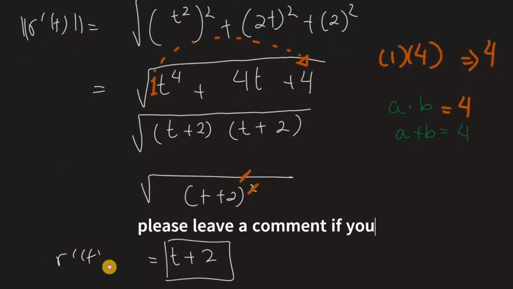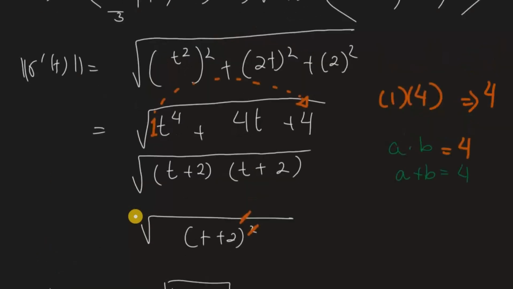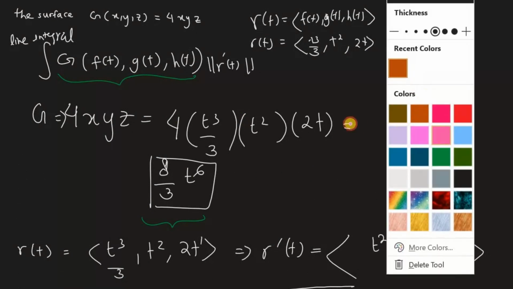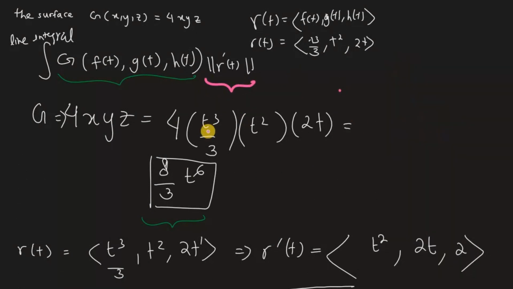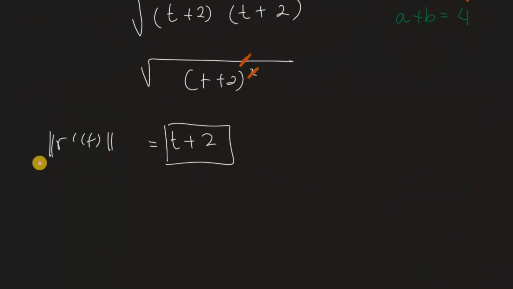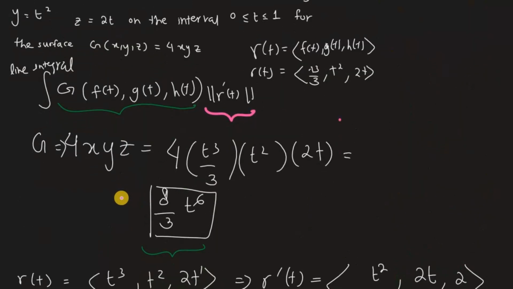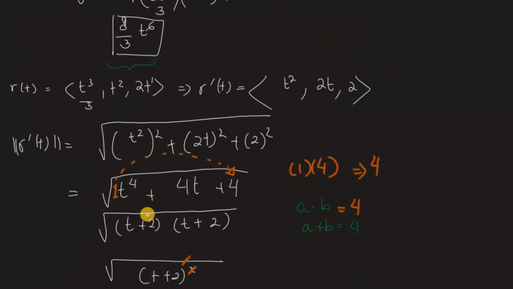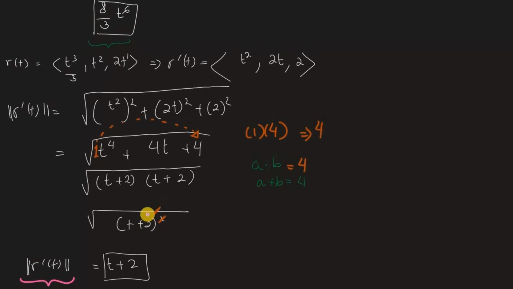So this is what you're left with at the end, and this is our second part that we were looking for, right? Let's put it in another color. Pink. So this is the r prime of t magnitude that we were looking for. And then we need to multiply these 2 now, right? So we have this 8 over 3 t to the power of 6 times this. Okay, let me do it over here then.